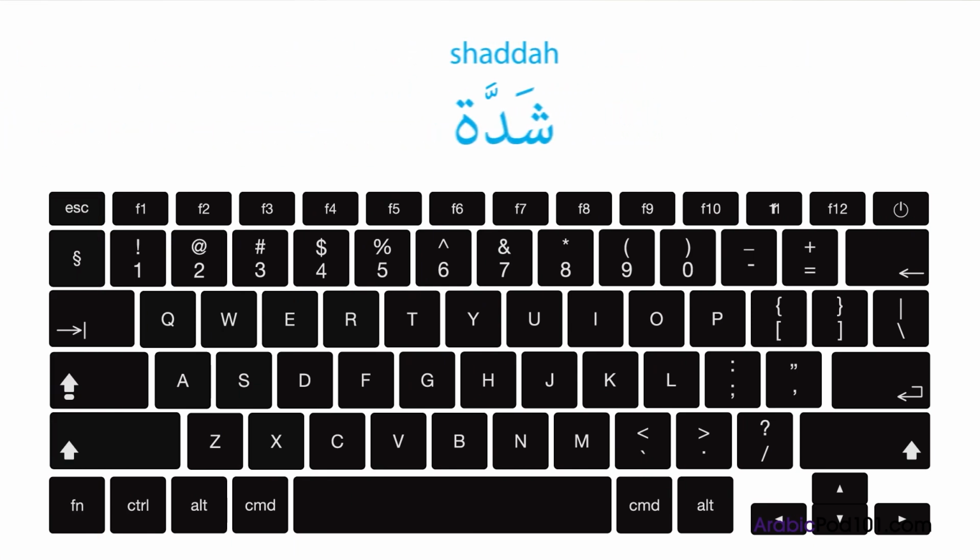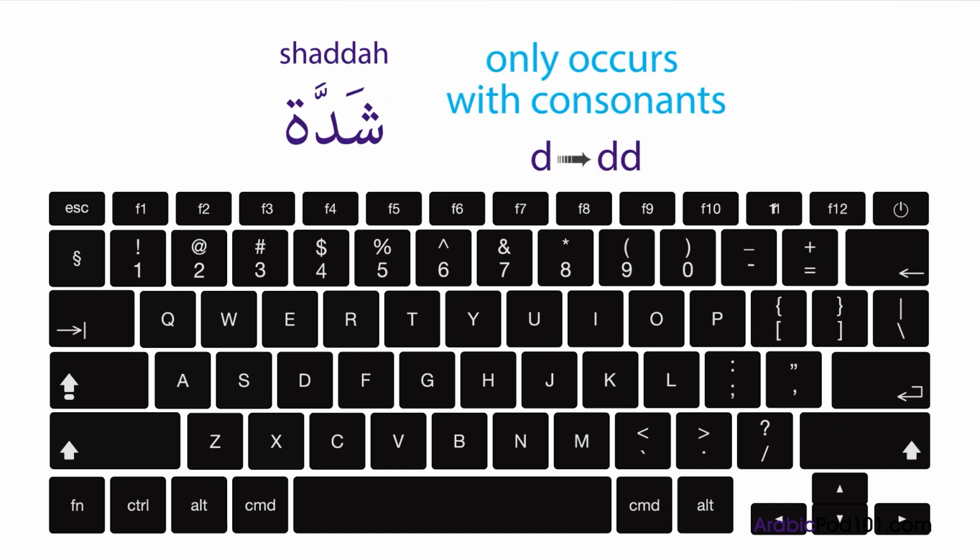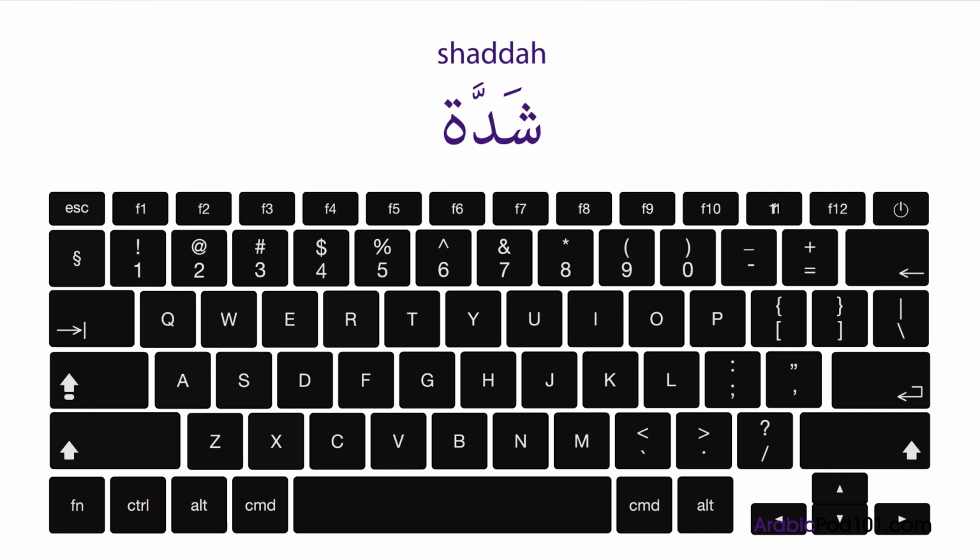Next we have the shadda and the sukun. These two are easy. Let's talk about the shadda first. It only occurs with consonants and its role is to double the sound of the consonant it affects. For example, from a d sound to a dd sound. To write a shadda, you want to first write the consonant you want to double. Then you press Shift tilde, which is the button right below the escape button on your keyboard.